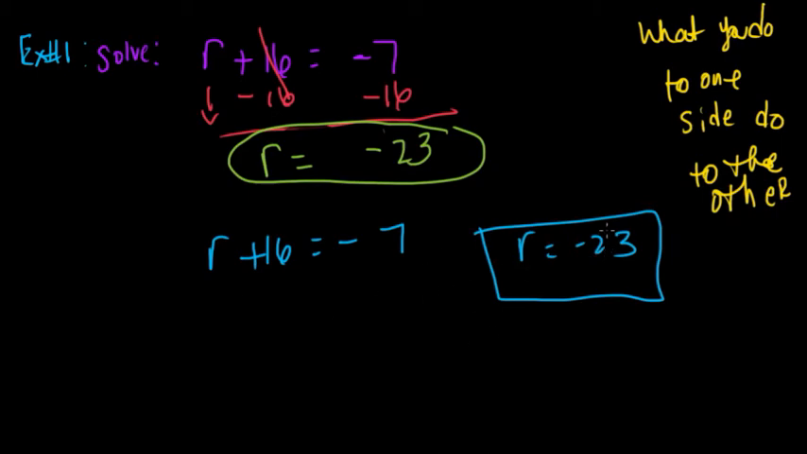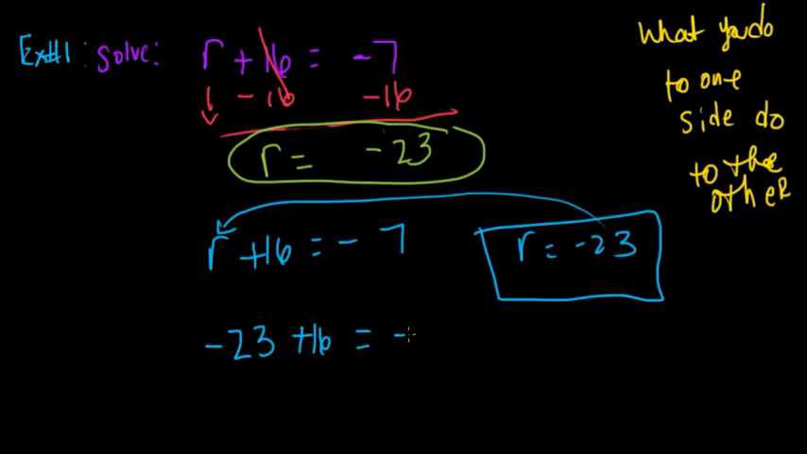So let's see if our algebra is actually true. Let's take this minus 23 and substitute it in for this r here, and we'll have minus 23 plus 16 is equal to minus 7. Well, is that true? If you know your integer rules, minus 23 plus 16, you're actually going to end up subtracting, and you take the sign of the number with the largest absolute value, and you'll end up getting negative 7 is equal to negative 7. And it is true. If it checks out on both sides, then of course it is true. So these two are equal. Therefore, this value of r is indeed true.